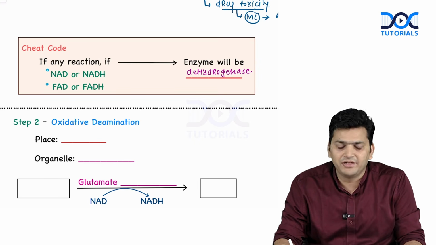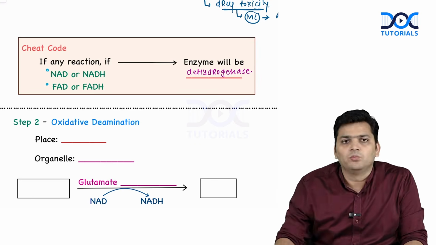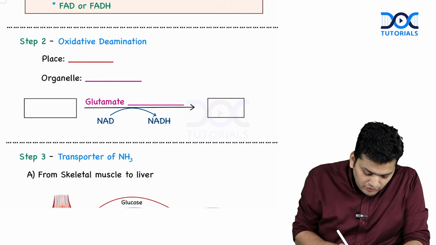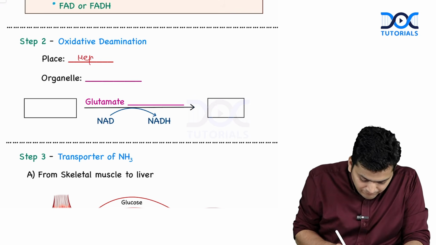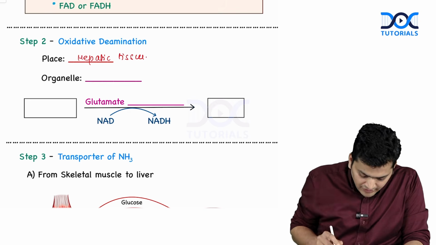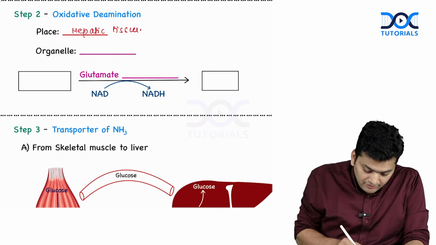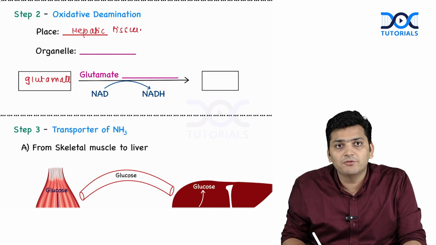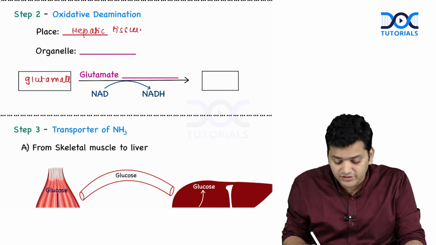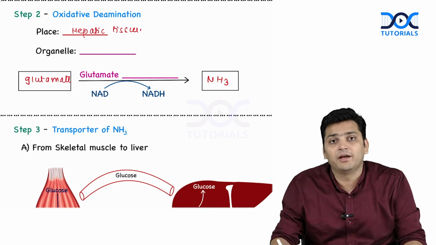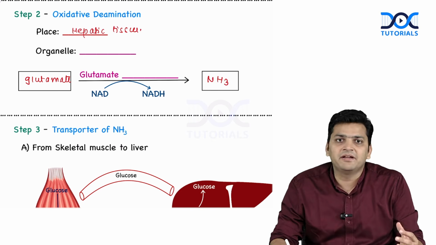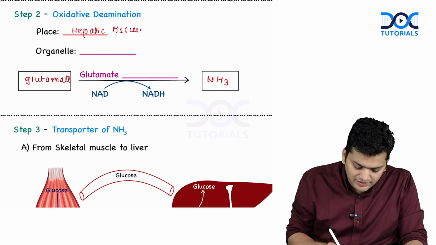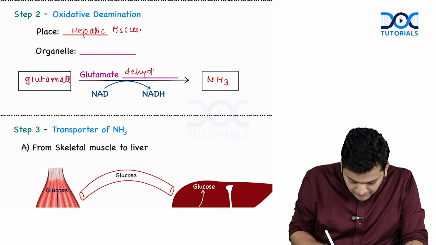NAD, NADH, FAD, FADH. Let's see step number 2, oxidative deamination. Can you tell me where it is going to occur? Extrahepatic or hepatic tissue? It is going to occur in the hepatic tissue. And I want the answer from your side now: the substrate is going to be glutamate. Glutamate has reached the liver. What do you want to take out from the glutamate in oxidative deamination? What is the product? Ammonia. And in this reaction, NAD converts into NADH. Whenever NAD, NADH comes, what is the name of the enzyme? The enzyme is glutamate dehydrogenase.